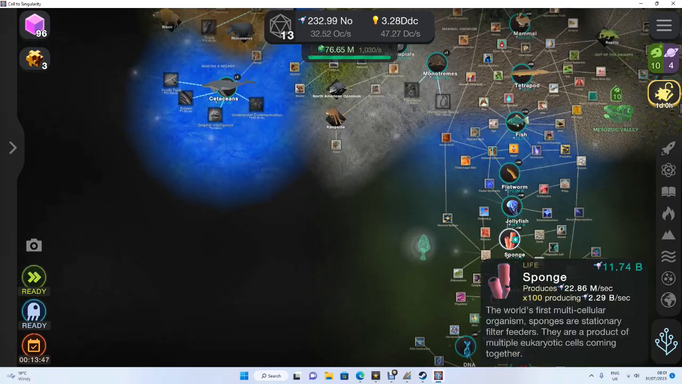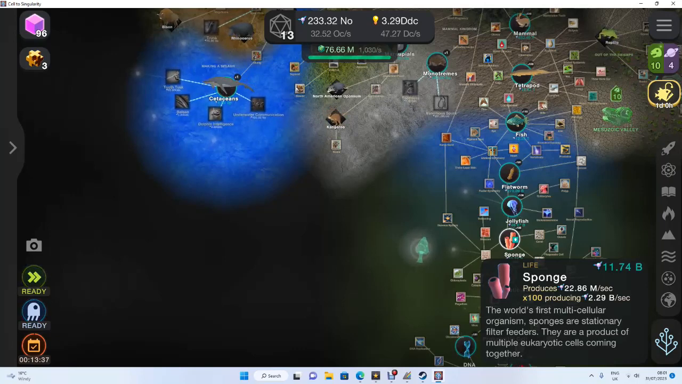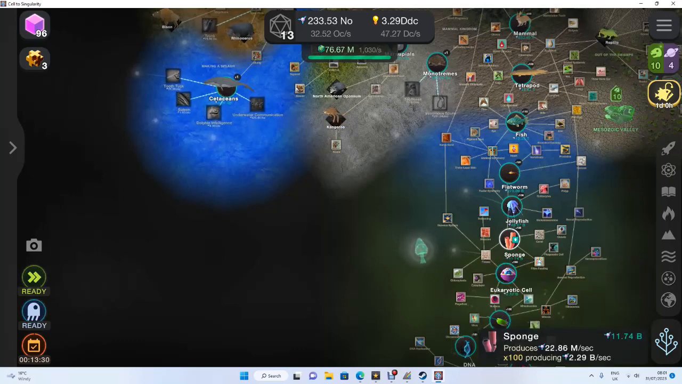Sponge. Is that your butthole then? That thing at the top? The world's first multicellular organism. Sponges are stationary filter feeders. They are a product of multiple eukaryotic cells coming together. That's cool, sponge. That's very cool.